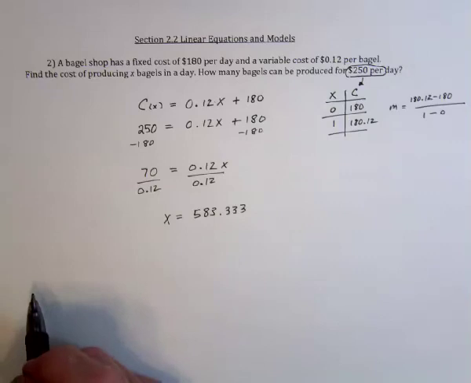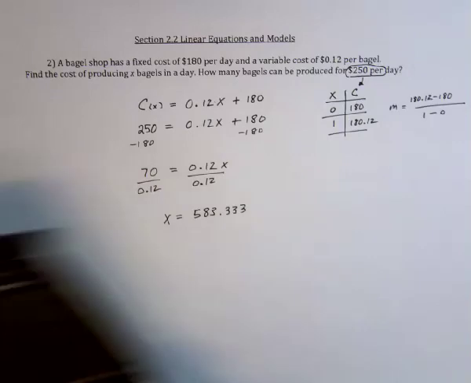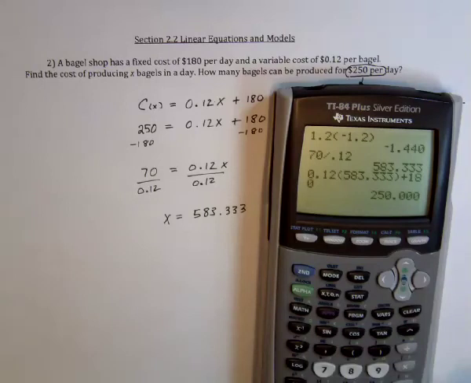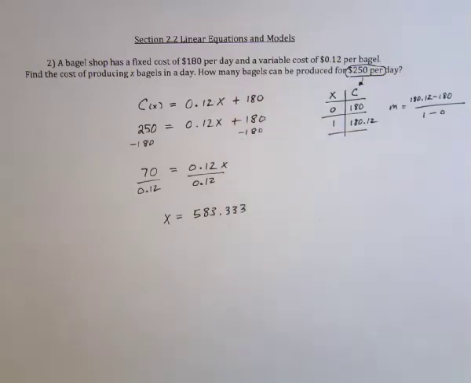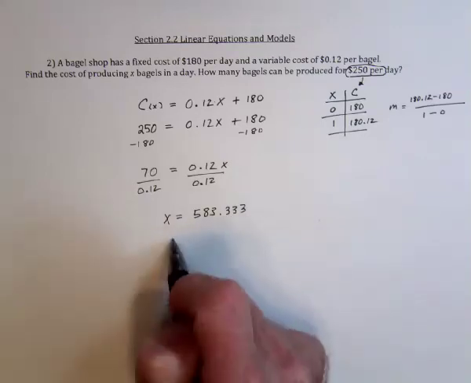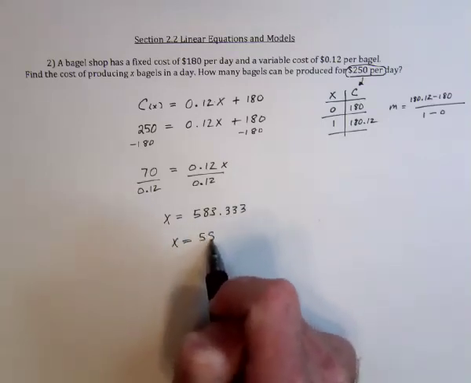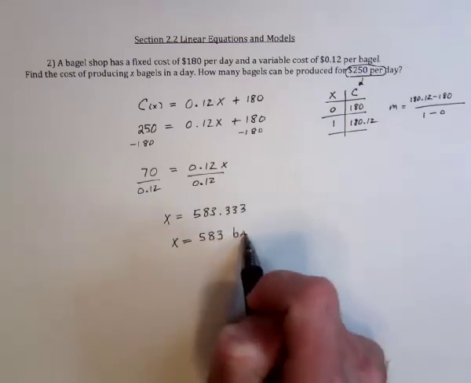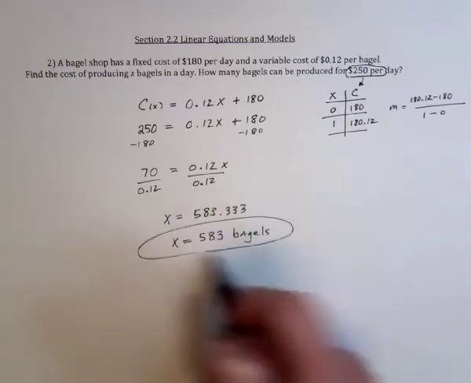One thing I should do is check the answers, so substitute that 583 back into the equation. So 0.12 times 583.333 and add 180, and we should have $250. All right, so the answer is correct, but I think it's going to be very difficult to make 0.333 of a bagel. So I think that since we're talking about bagels, we should have 583 bagels. Yummy.